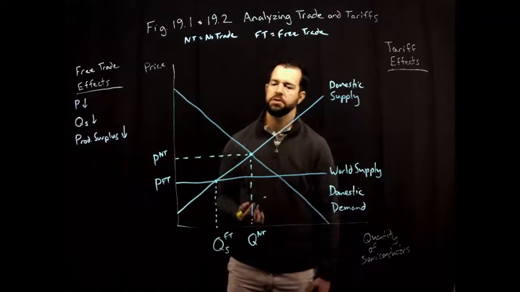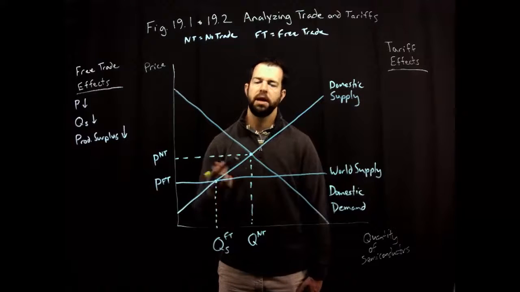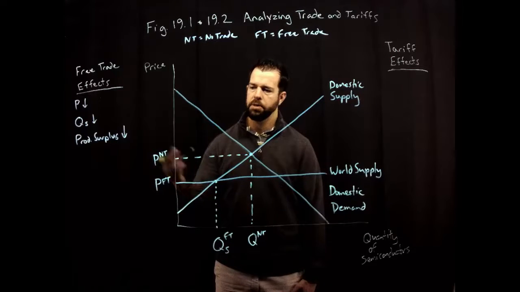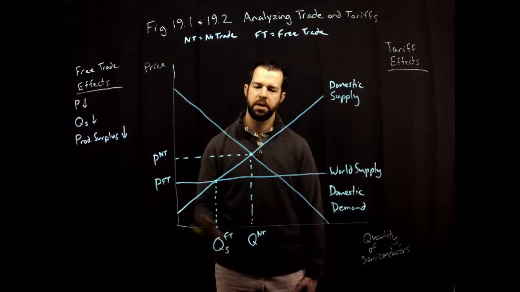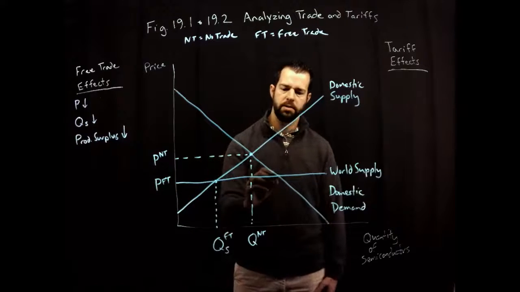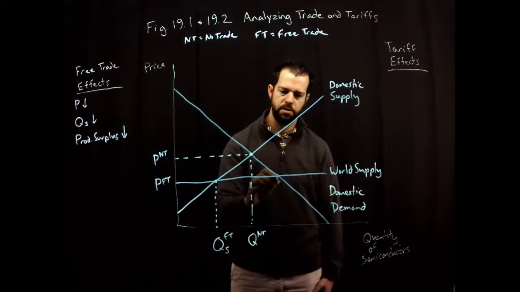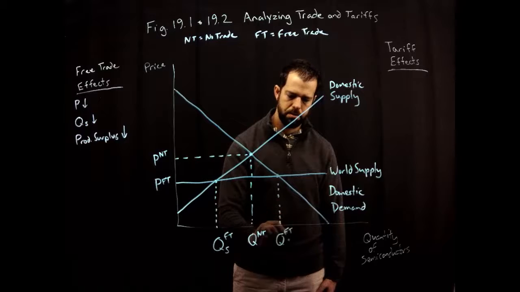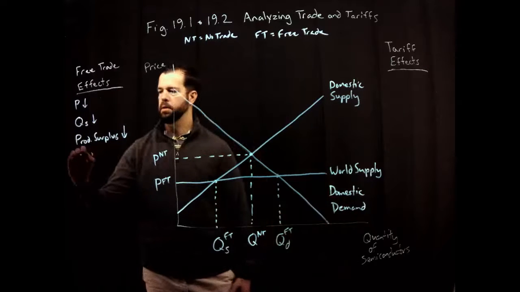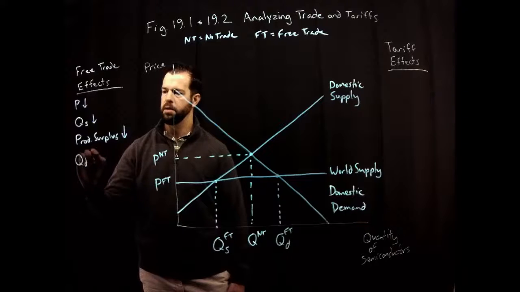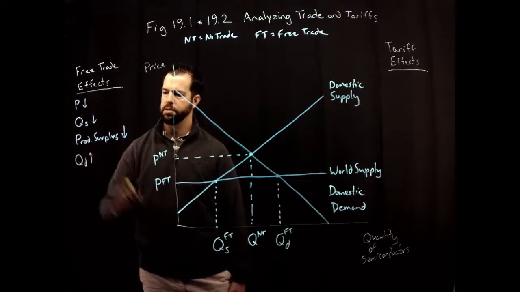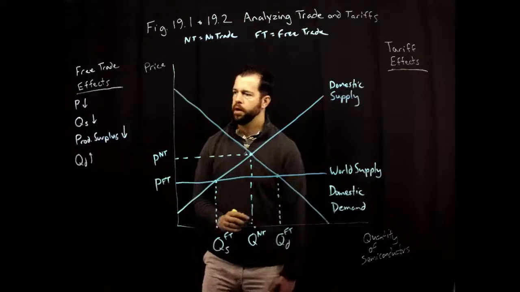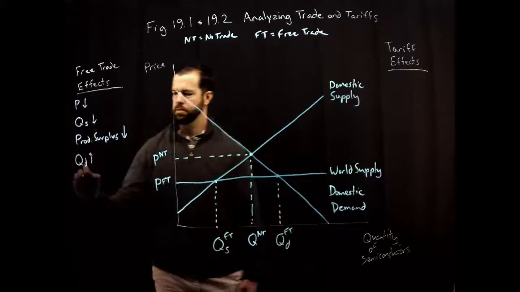Now let's turn to the consumer side. Consumers like lower prices, and so when the price falls from the no trade price to the free trade price, the quantity demanded increases. Where the world supply intersects the domestic demand curve, that tells us the quantity demanded under free trade. So under this situation, the quantity demanded increases.